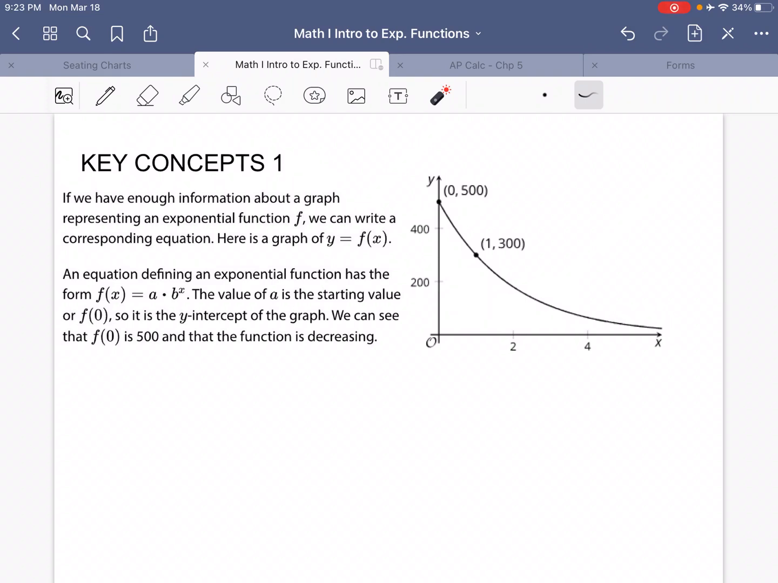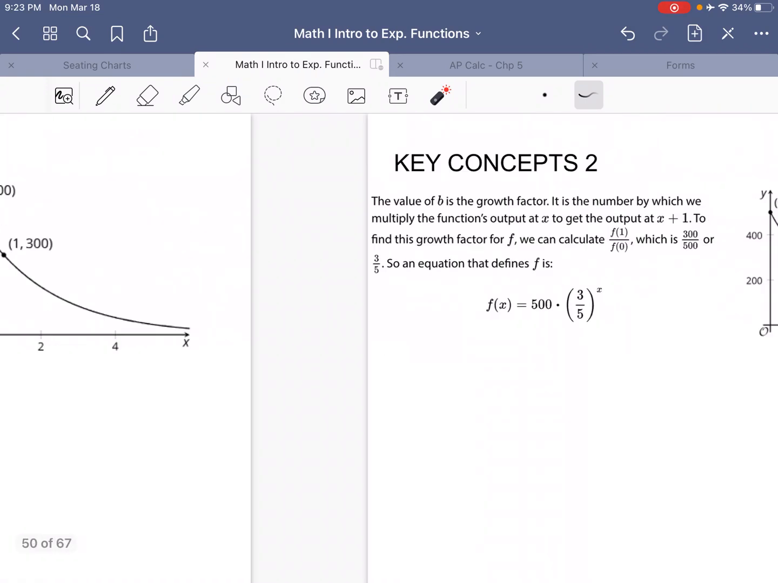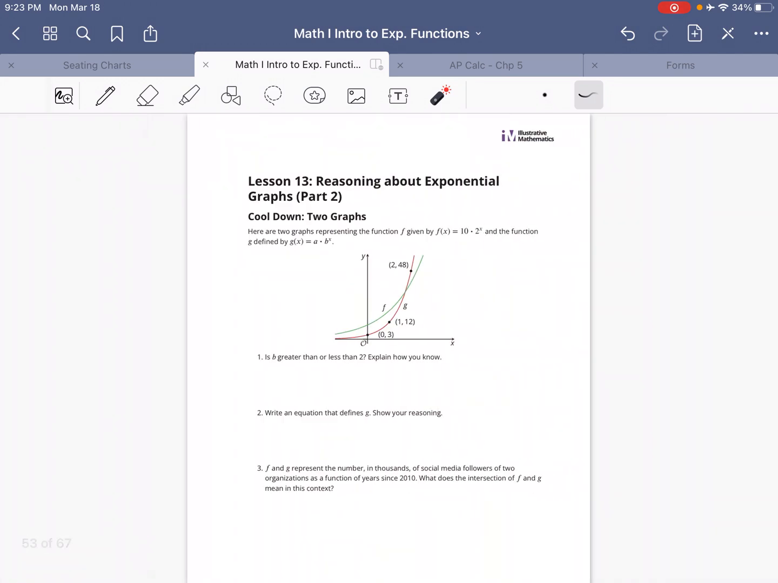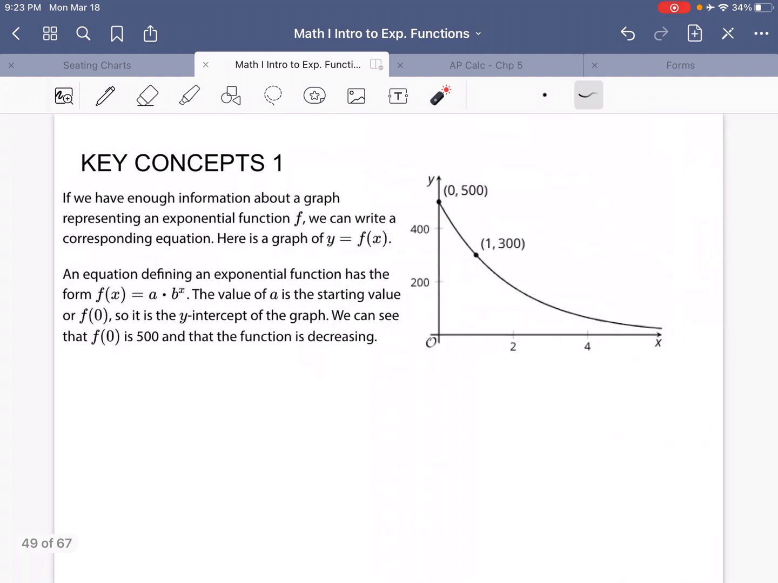Hey math students, this is for lesson 13. It's called Reasoning About Exponential Graphs Part 2 and a cool down called 2 graphs.